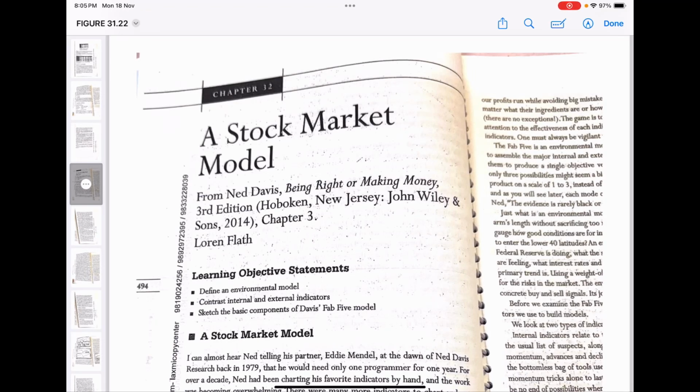Hello everyone, in this video we'll be beginning with a new chapter of CMT level 2, and the name of the chapter is a stock market model.